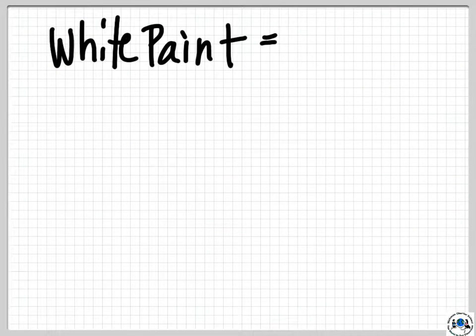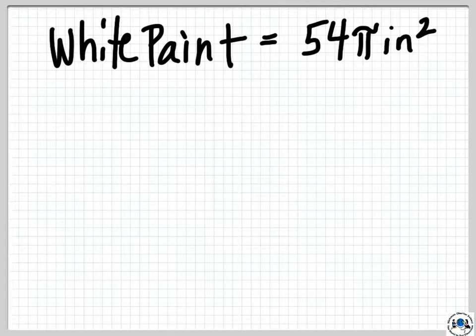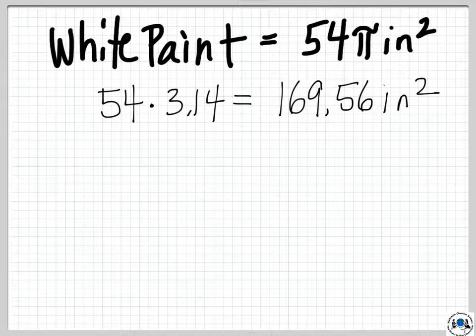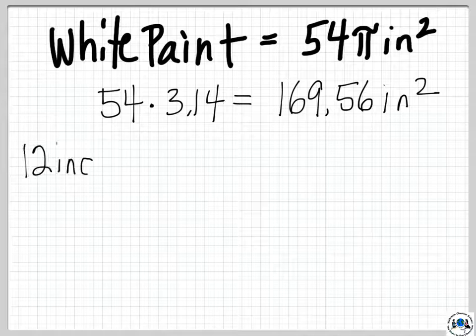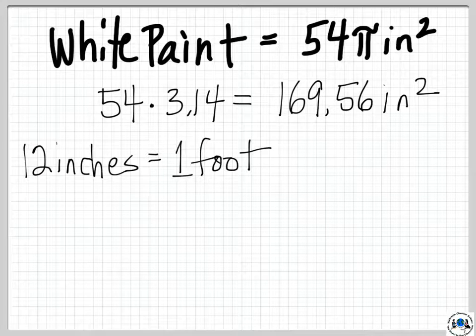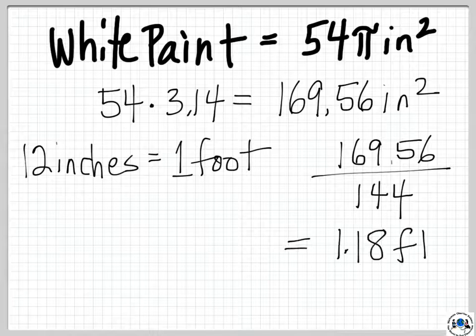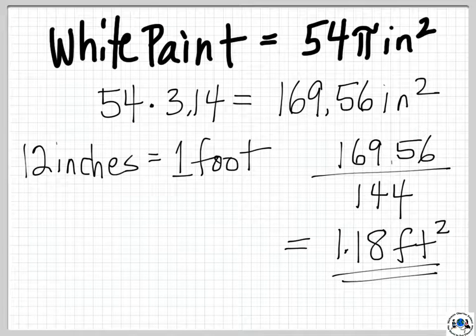Let's look at our white paint. With our white paint, we have 54 pi inches squared. We multiply by 3.14 and get 169.56 inches squared. Again using the conversion, 12 inches equals 1 foot, because we're talking about squared units, we divide by 144, which is 12 squared, or 12 times 12, and we get 1.18 square feet of white paint per target.